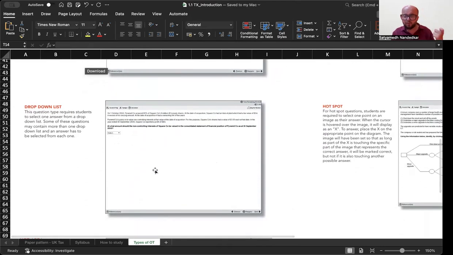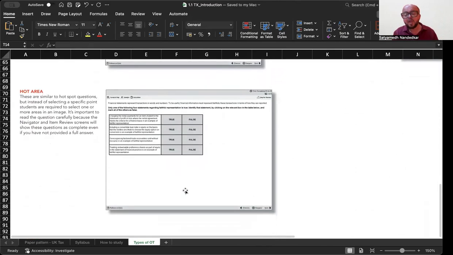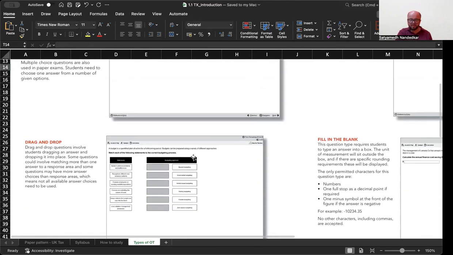Then you could have a drop down list type of question. This is a modified form of the multiple choice question wherein you click on the drop down and you will see four options. You have to pick the correct one. You could also have a hot area type question, which is basically in the form of a true or false question. So they will mention four statements and you have to pick up the correct one. You have to highlight the correct one and you will get marks for that.